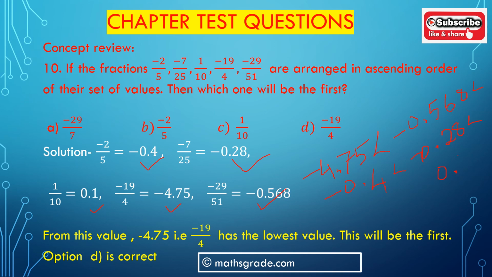0.1 is a positive decimal value, so it will be the largest decimal value. So 1/10 is the largest decimal number, and -4.75, that is -19/4, is the smallest decimal number. So -19/4 has the lowest value. This will be the first. So option D is the correct answer.